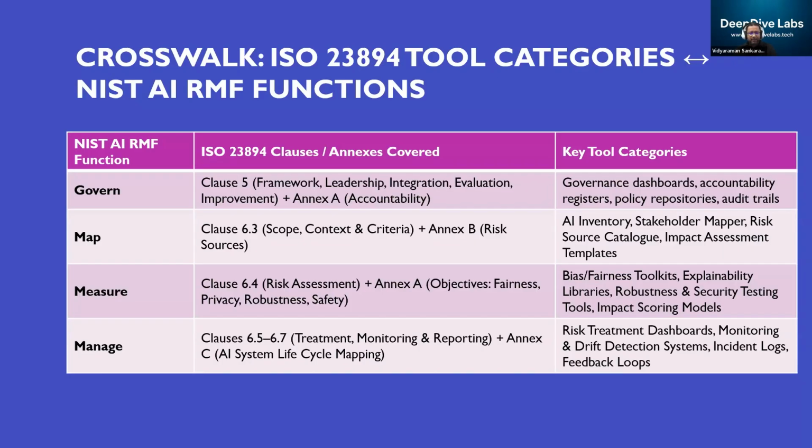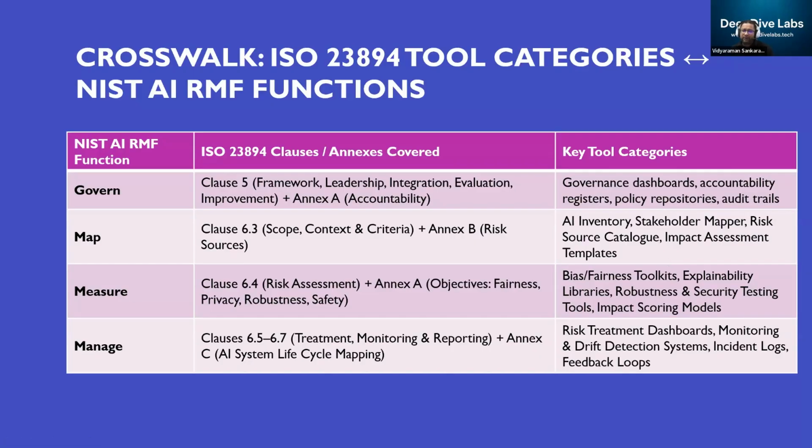Now, the last ones and the second one, Map and Manage, are also on a similar notion. So for example, in Map, we want to understand the scope, context, and criteria in terms of ISO 23894. And in that particular tool category, you would have tools that would try to understand what the AI inventory is, the stakeholder mapping, the risk source catalog, impact assessment templates, and others.